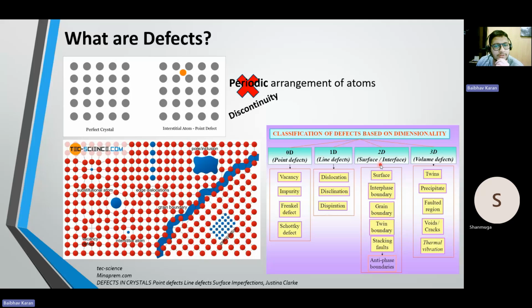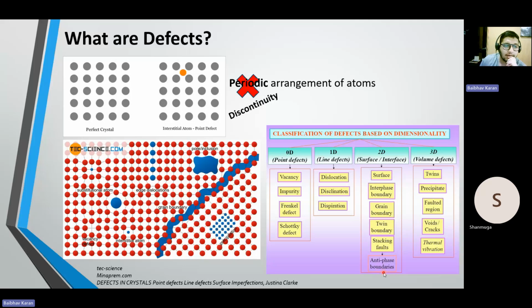Then finally comes two dimensions. Two dimensions means this will be extended in this direction as well as in the y direction, x and y directions. That means an area. The defects are generated in an area. That means surface, interface, boundaries, these grain boundaries, as you can see, this is an area over which the defect is distributed. Twin boundaries, stacking fault, antiphase boundaries, these are all examples of two dimensional defects.